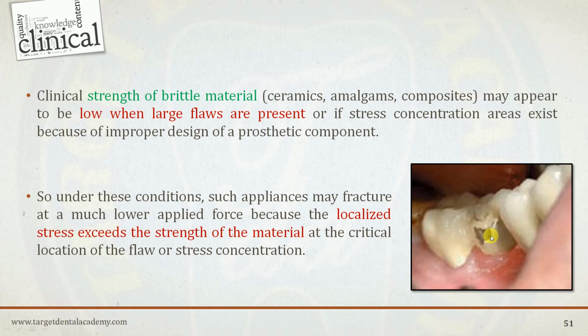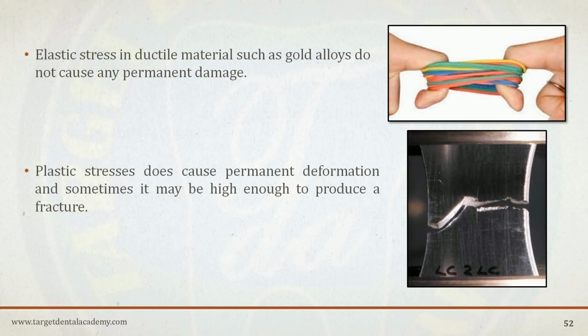Either the fracture you can see on dental restorations, that is on amalgam restorations, or your composites and your ceramics. Elastic stress in ductile materials such as gold, as you all know, does not cause any permanent damage. Plastic stresses, however, do cause permanent deformation, and sometimes it may be high enough to produce a fracture. It is the plastic stresses.